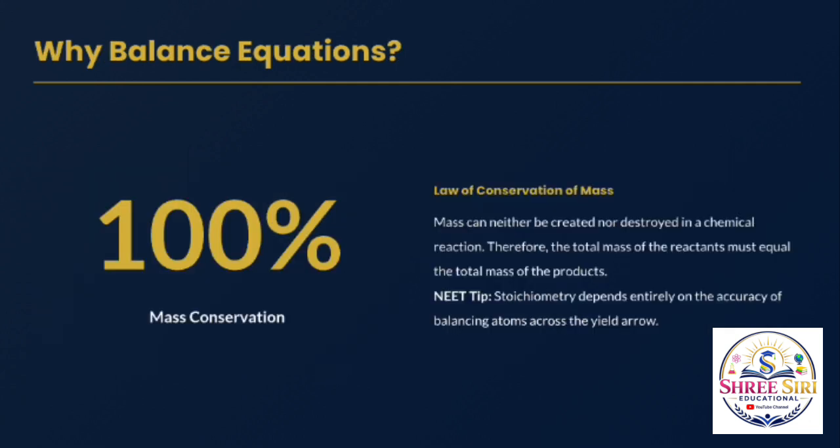The next topic is why we need a balanced equation. What do you mean by balanced equation, and why is it necessary? A balanced equation is necessary to satisfy the law of conservation of mass. Then what do you mean by the law of conservation of mass? The law of conservation of mass means mass can neither be created nor destroyed in a chemical reaction. You learned this concept in your 9th class. Therefore, the total mass of the reactants must equal the total mass of the products.